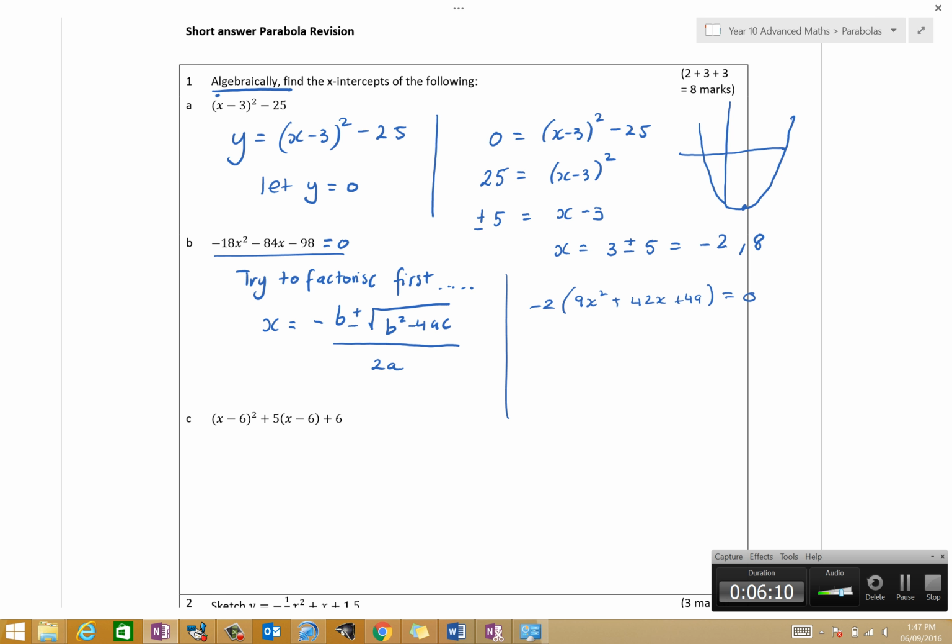Now look, I've just done this to make my life a little bit easier. What can we do to both sides now to get rid of that negative 2? Divide by it. So I have a slightly easier expression. Why do you have no negative? Because I've divided both sides by negative 2. 0 divided by negative 2 is 0.